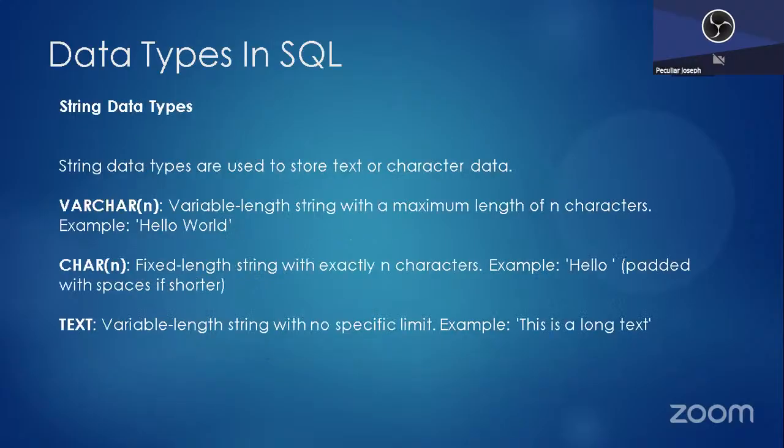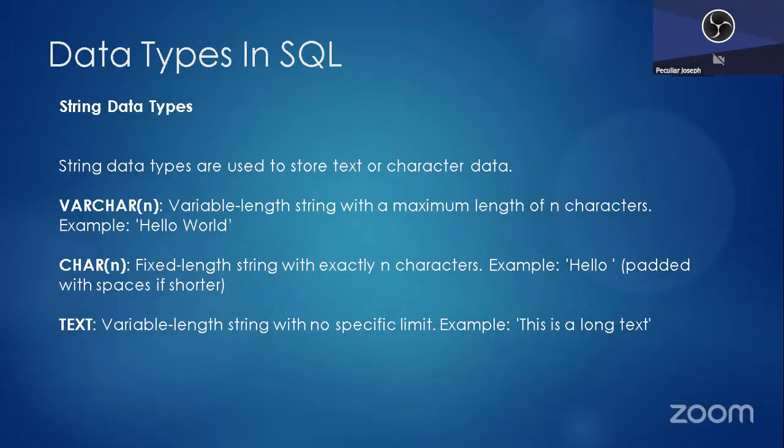So next we have our string data types. So our string data types are used to store text or character data. So anything that has to do with alphabets, that has to do with special characters, we make use of our string data types to do that. And then from the options you have here, you see that the first one we have is varchar.